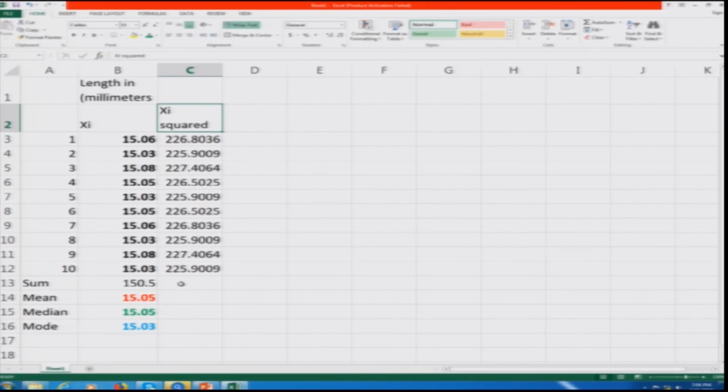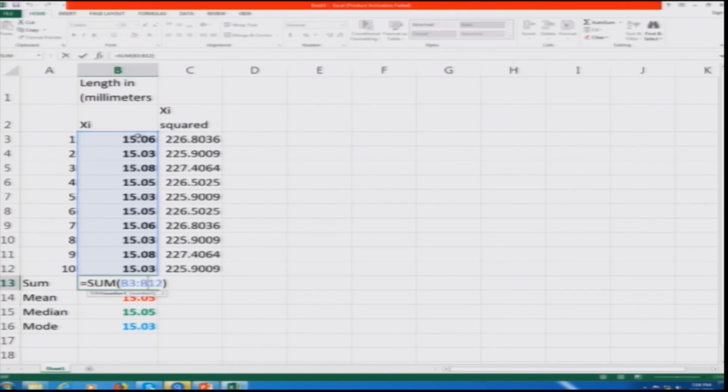So, this is xi squared, the summation of xi squared, the sum of this. Just as I drag the formula in the column, I can also drag the formula in the row. This is the sum from B3 to B12, these values in a big blue box. If I drag this formula here, it will also bring the formula to the C column. Now, this is the sum of C3 to C12, this big blue box.